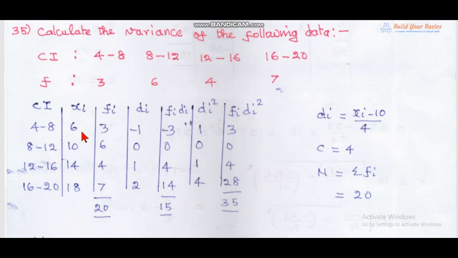Now we can take 10 as the assumed mean. So di equal to (xi minus 10) divided by 4. Step c is 4. Now the frequencies are given: 3, 6, 4, 7. Total of the frequency is 20. N equal to sigma fi, that's equal to 20.